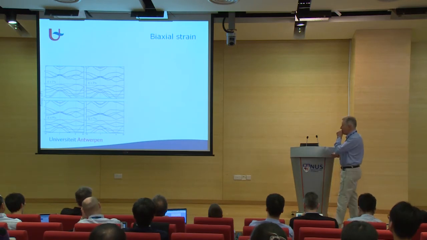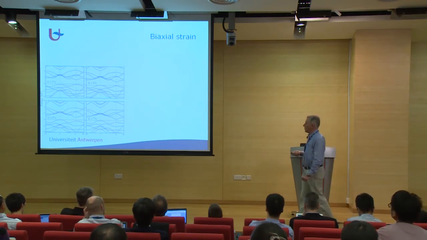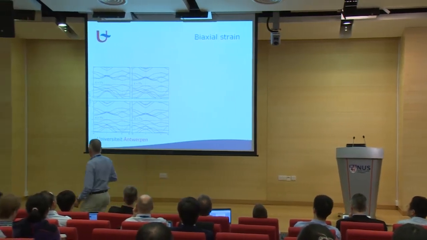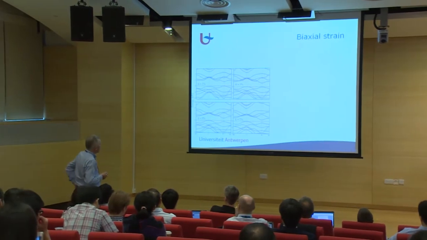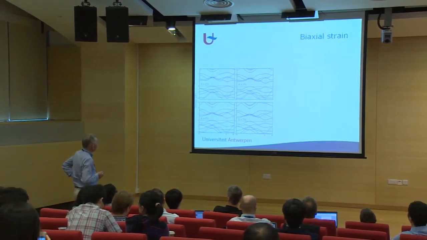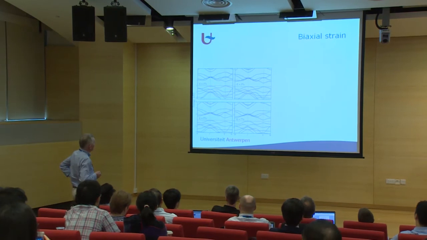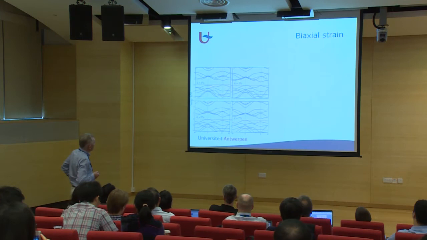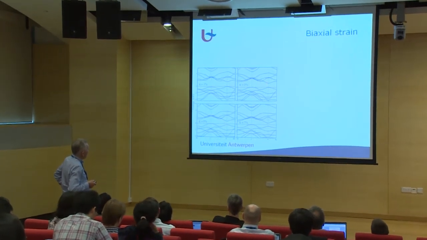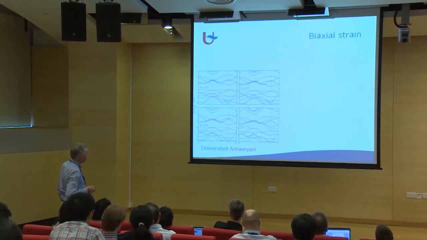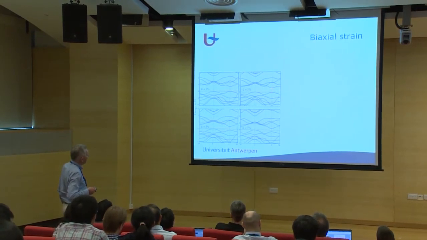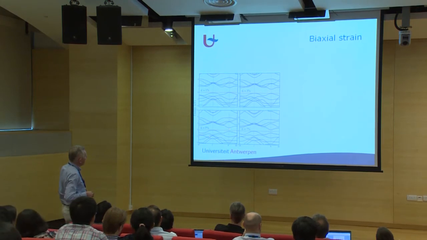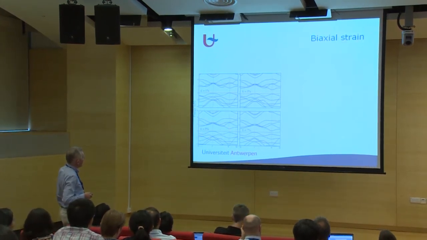Now, how does the energy spectrum change? So maybe I should stand on this side. If we increase the strain, what you see, if you look at the top of the valence band and the bottom of the conduction band, is that this one here is moving up, and at a certain moment, for example here, the direct band gap and the indirect band gap are the same. And if you keep increasing the strain, then you will have an indirect band gap.